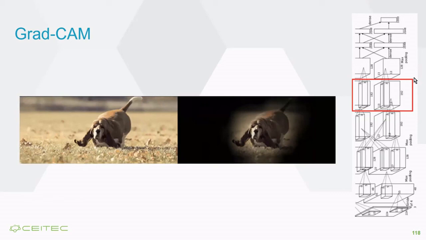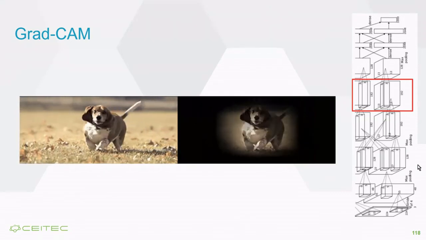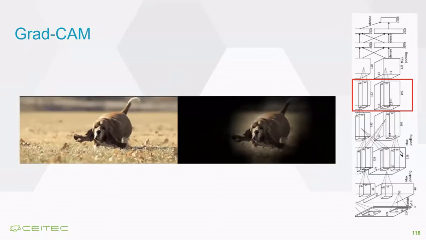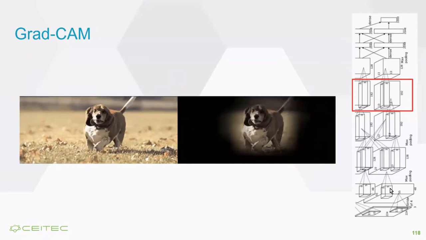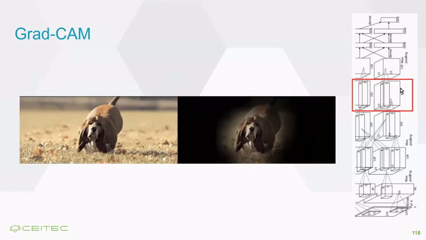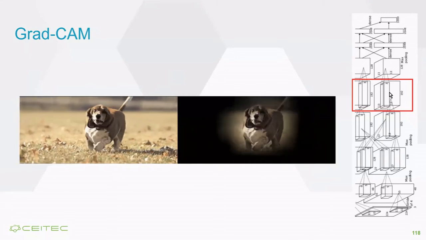As we were talking about the filters in the first layer, for example, these are some basic shapes. But as we progress and get to the last layer, those are more specific to our class and more complex.